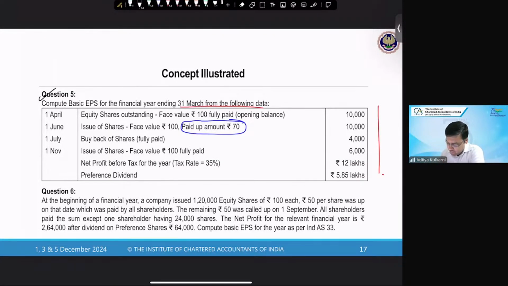At the beginning of a financial year, a company issued 1,20,000 shares of 100 each. 50 per share was paid up, which was paid by all shareholders. Remaining 50 was called up on 1st September. All shareholders paid the sum except one having 24,000 shares. Net profit for the relevant financial year is rupees 2,64,000 after preference dividend of 64,000. Compute the basic EPS. You want to do this for homework?